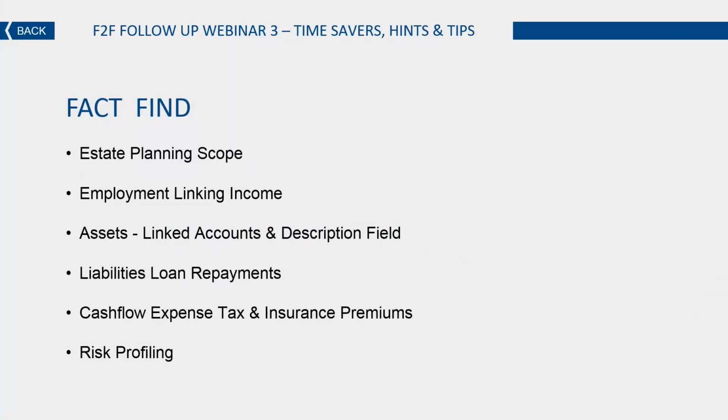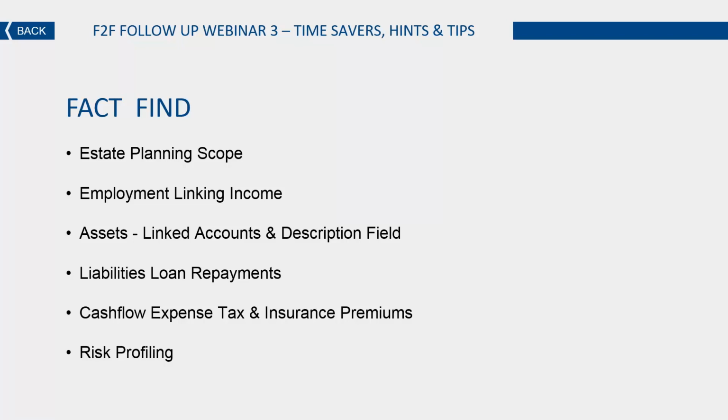So in terms of the fact find, the areas within fact find where you can save some time, and I've seen advisors and also practice staff make a few mistakes or miss data, is in estate planning, so especially the scope, linking the employment income. If you do have a data feed, you do have the ability to link assets or superannuation to that data feed. We'll go through the liabilities or loan repayments, and I've also seen some practices also add in tax and also insurance premiums as an expense, and I'll explain that shortly.